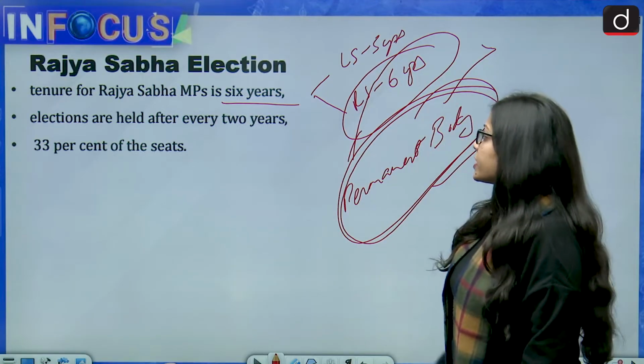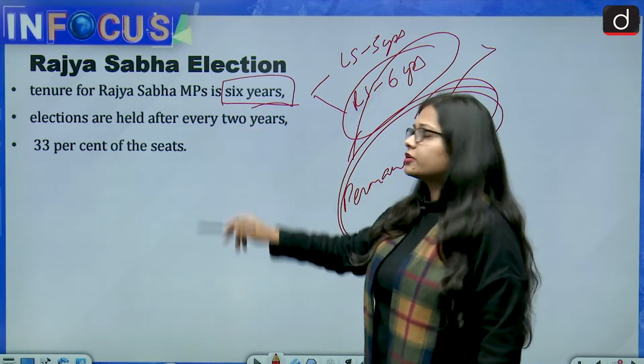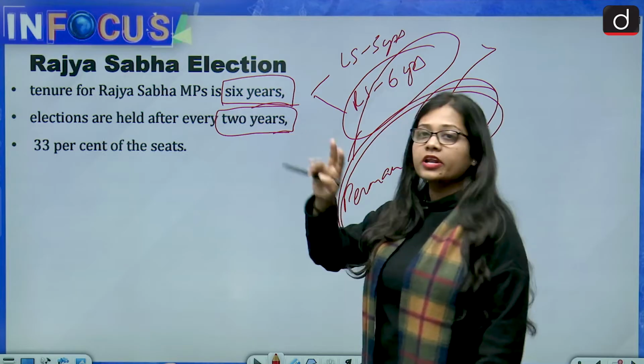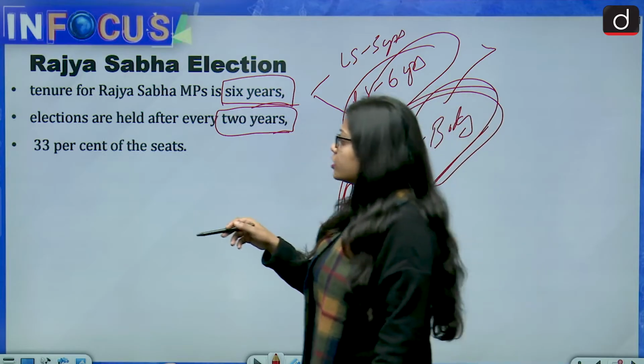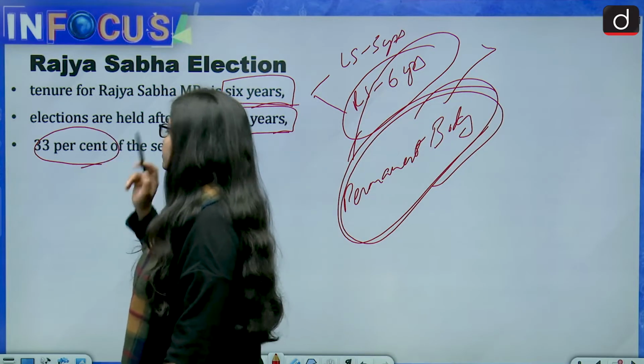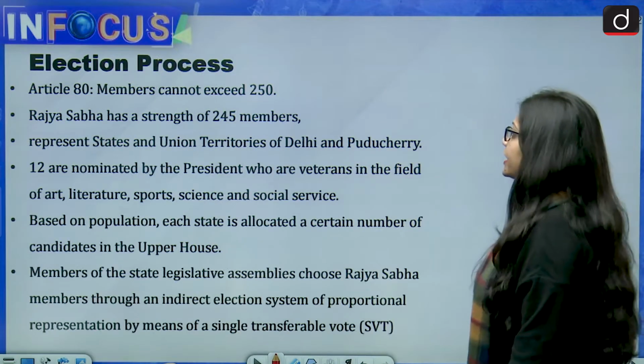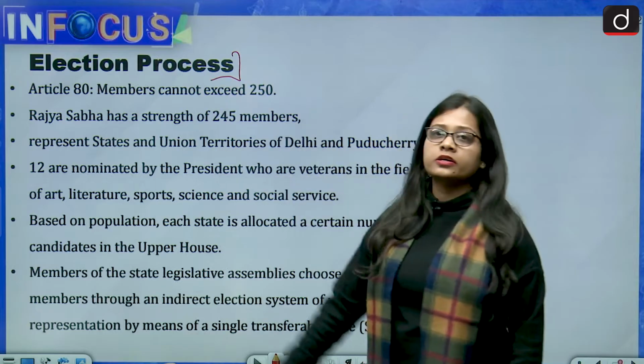So the tenure of the Rajya Sabha is 6 years and the elections are held after every 2 years. After every 2 years, the elections are held for 33% of the seats. Now the election process of the Rajya Sabha.